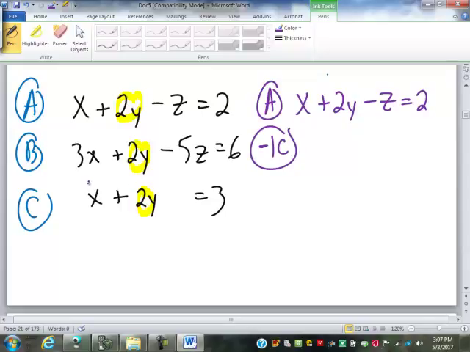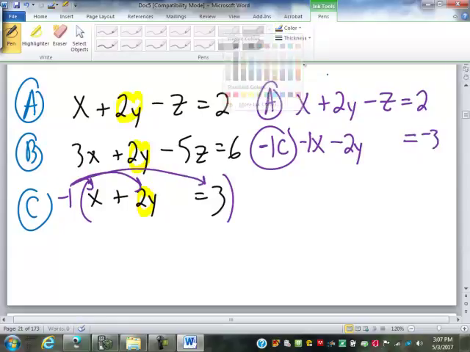Well, what is negative 1 times x? Negative 1x, right? Or just negative x. What's negative 1 times 2y? Negative 2y. Now there is no z there, so I'm just going to leave the z spot blank. Equals, what's negative 1 times 3? Negative 3. So let's try to add the columns here to eliminate.